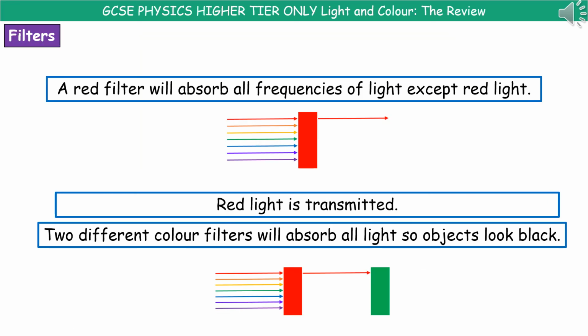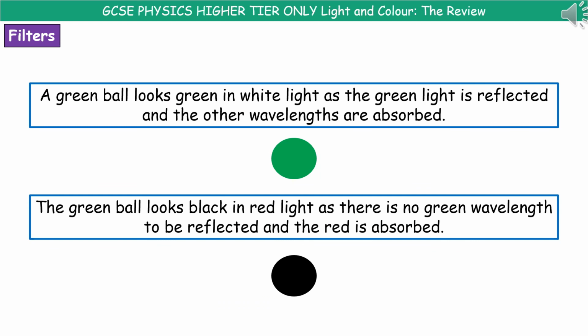If we consider filters, if we were to place a red filter in front of white light, then a red filter absorbs all frequencies except for the red. So the red light's transmitted, but if we place 2 different colour filters, then all light is absorbed, so objects look black.